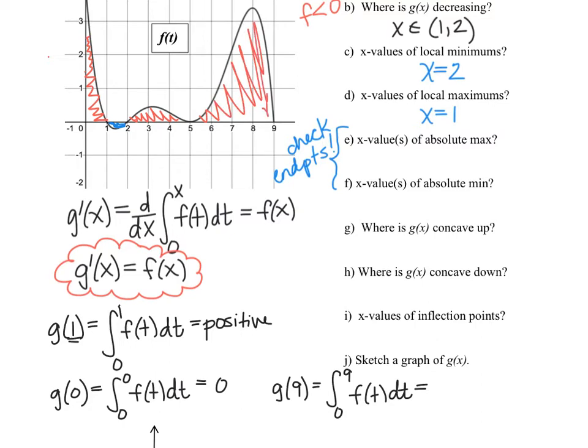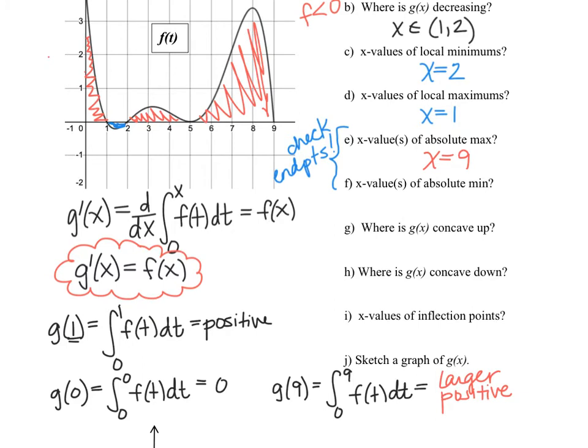So if we take all of the area between the function and the x-axis from 0 to 9, we are going to be getting a much larger positive number than the area that we accumulated from 0 to 1. So that tells me that at x equals 9, we're actually going to have our absolute maximum. That's going to be the largest y value on the curve.